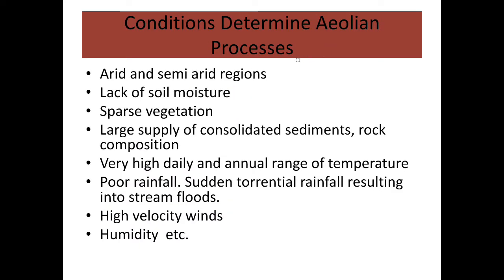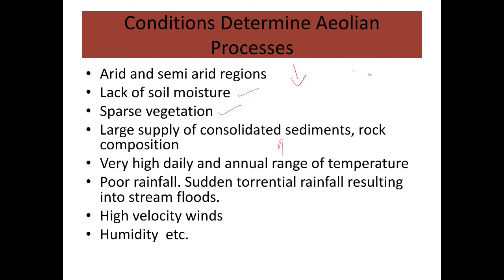The conditions that determine Aeolian processes are arid and semi-arid regions, where rainfall is less and water availability is poor, so the loosened geomaterials can be easily transported by the wind. Then a lack of soil moisture and sparse vegetation. If vegetation is poor, erosion is very active in that region. And a large supply of unconsolidated sediments, rock composition, and a very high daily and annual range of temperature.